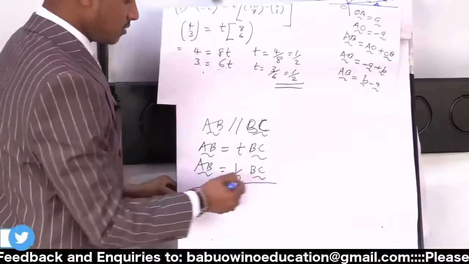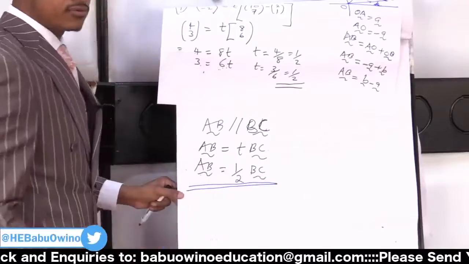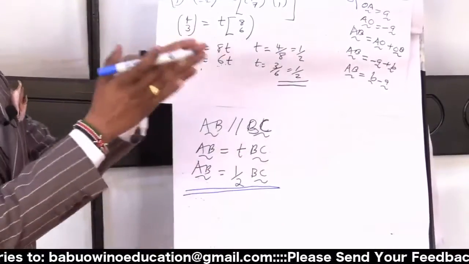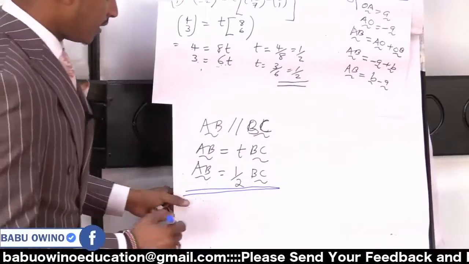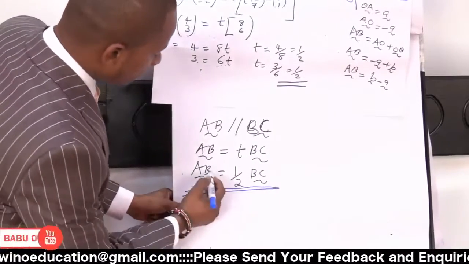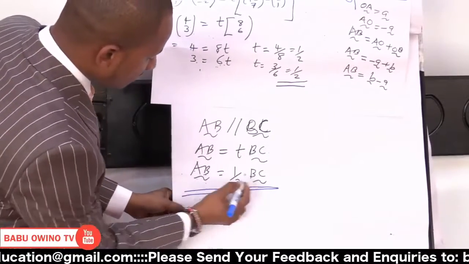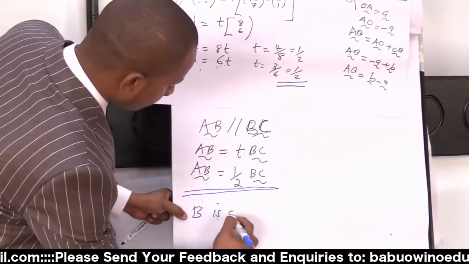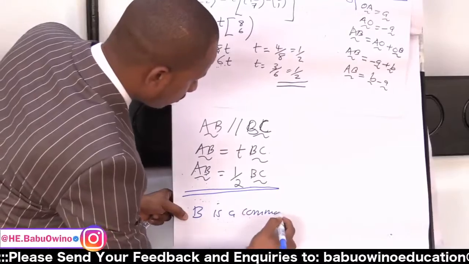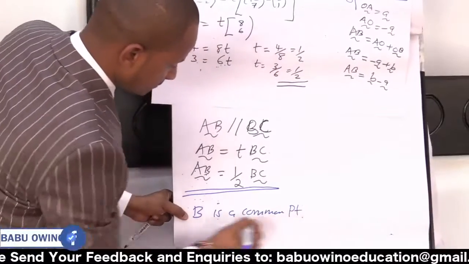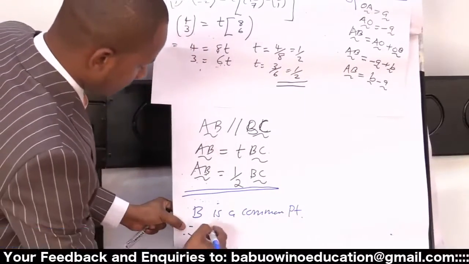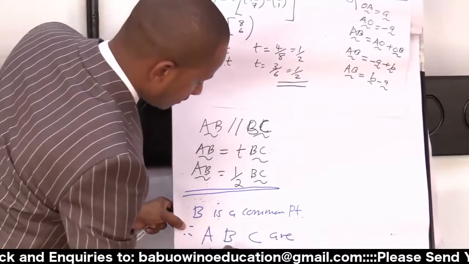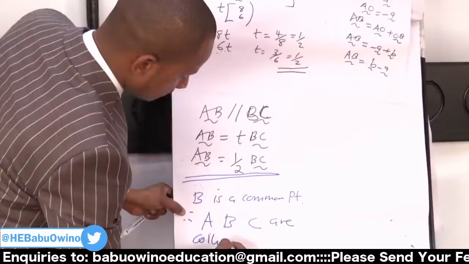You've already proved that AB is parallel to BC. They are on the same line. The next step, you identify a common point. So we have AB and BC. So B is common. Then you say B is a common point. Therefore, A, B, C are collinear.